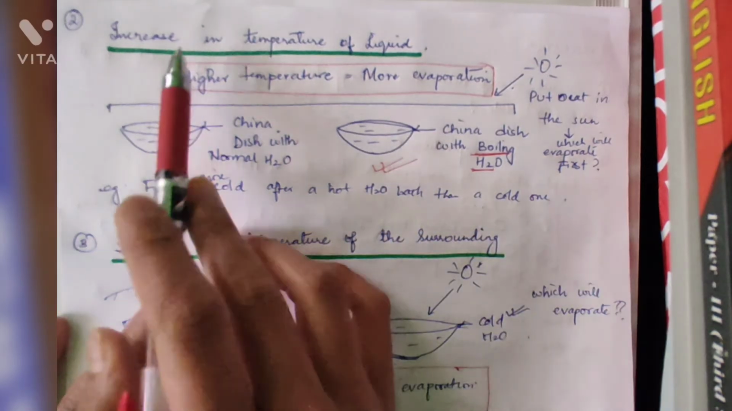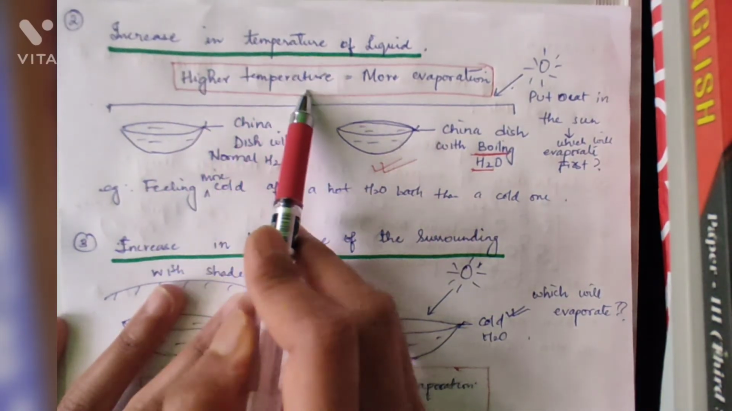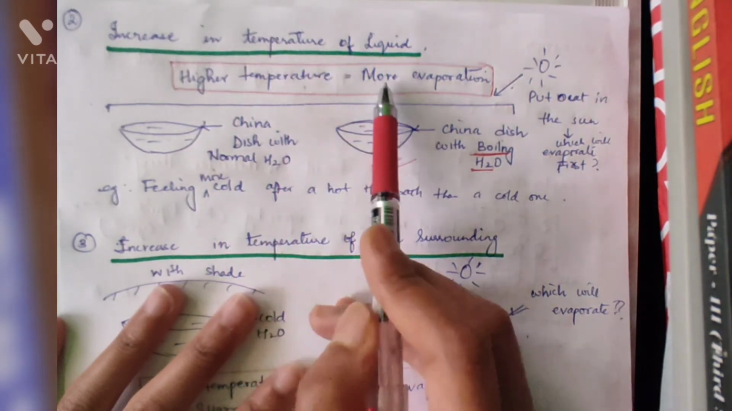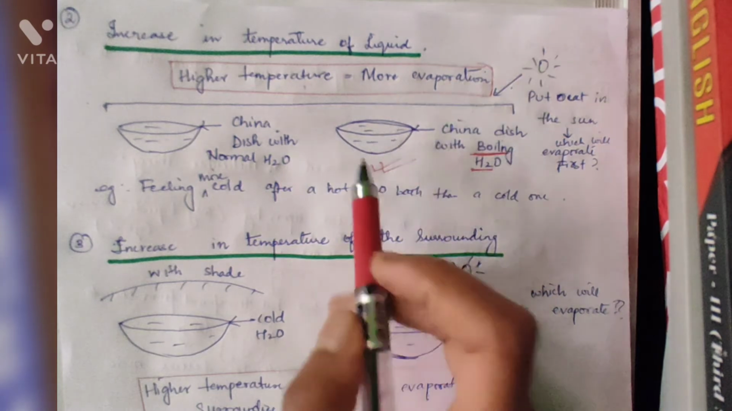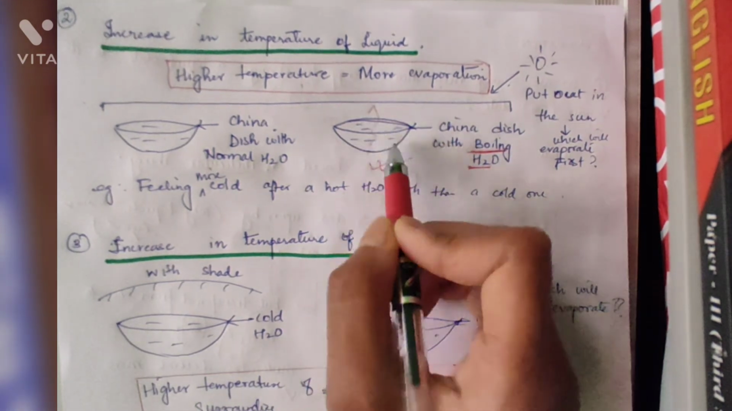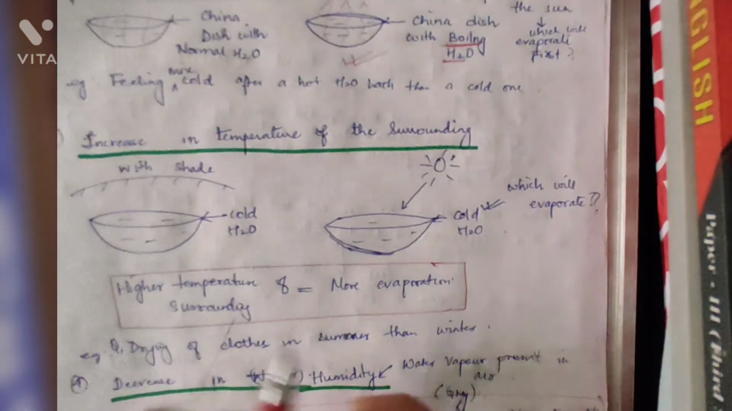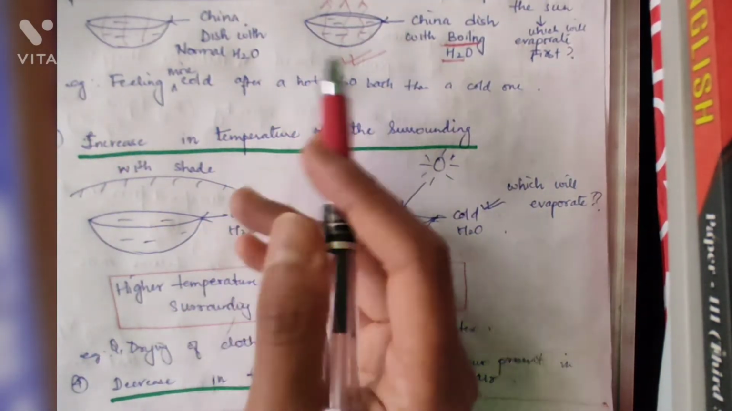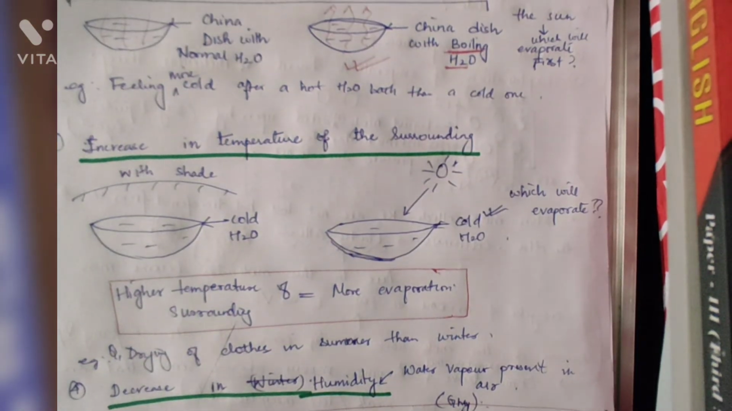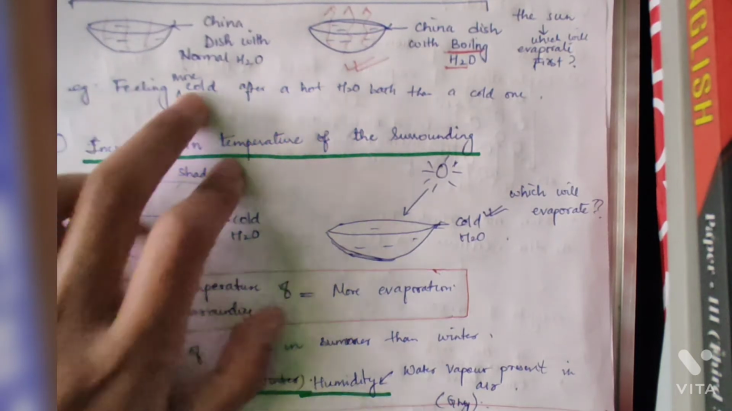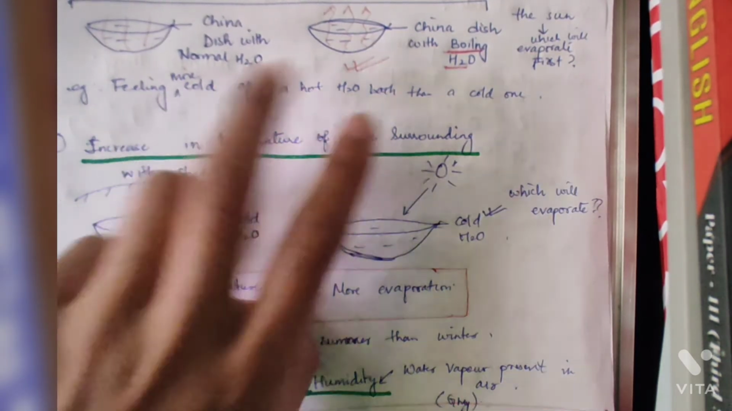Why? Because higher temperature means more evaporation. Okay, the more the temperature, the more the hotness, the more evaporation takes place. So this water will disappear first as compared to this one. Okay, an example of that is feeling more cool after a hot water bath. See, if we take a bath with cold water, we feel hotter than when we take it with hot water afterwards. We feel colder with hot water than with cold water.